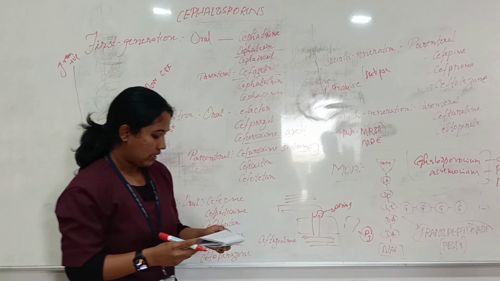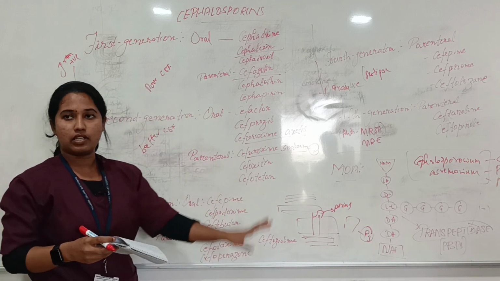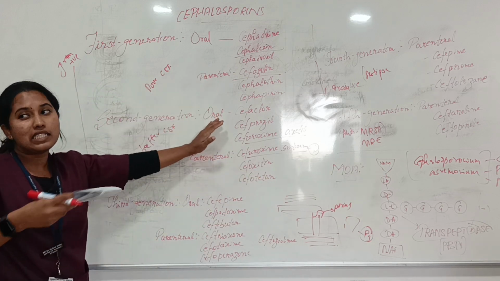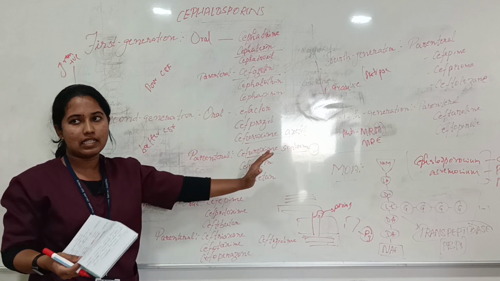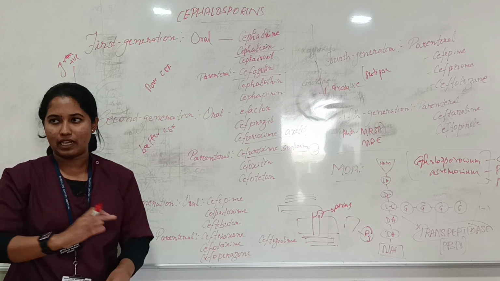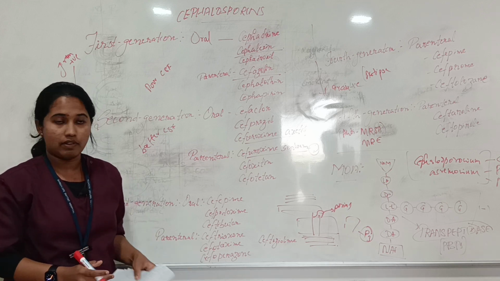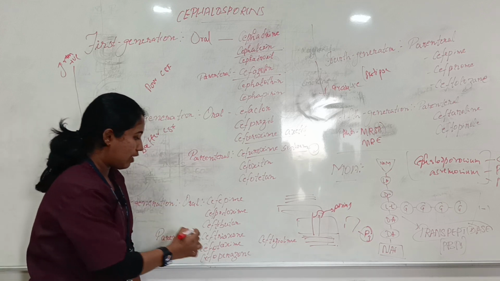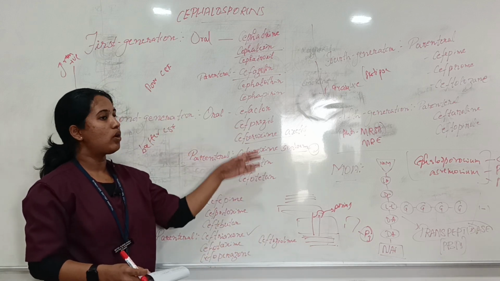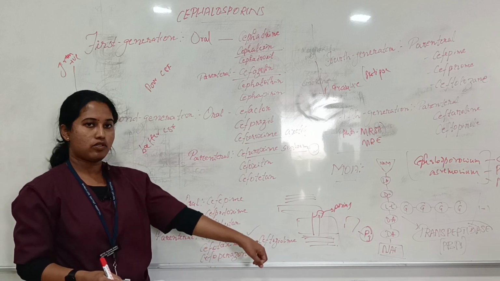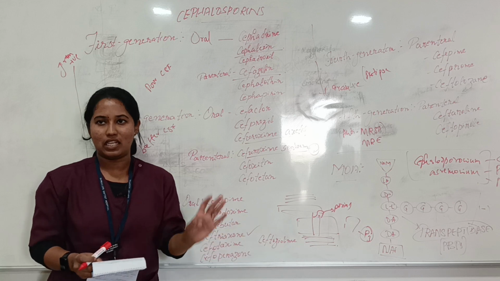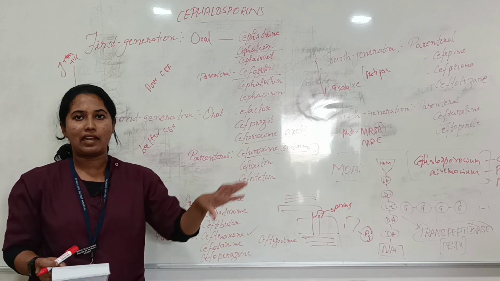Next, coming to the third generation, I told you the trend decreases. Second generation has modest activity against gram-positive and better activity against gram-negative. Third generation is completely gram-negative, less active towards gram-positive. Ceftriaxone is the only drug in the third generation which is known to be active against both gram-positive and gram-negative. That is why in any drug chart you see ceftriaxone 1 gram BD, because it covers most of the antibacterial spectrum.